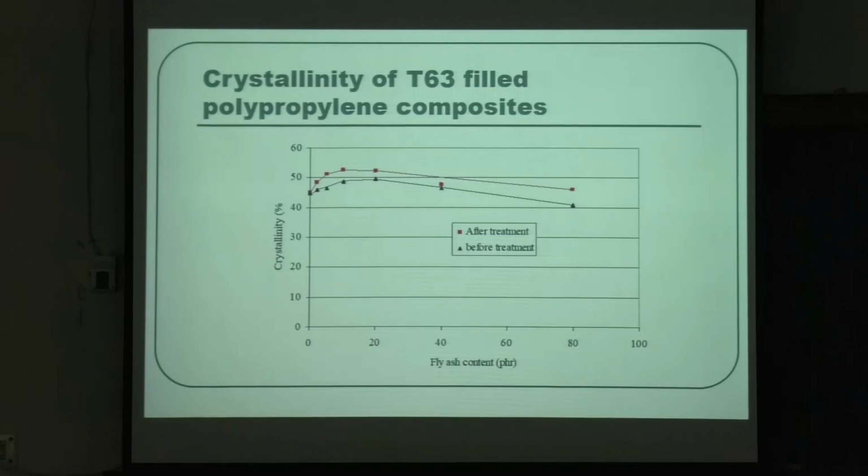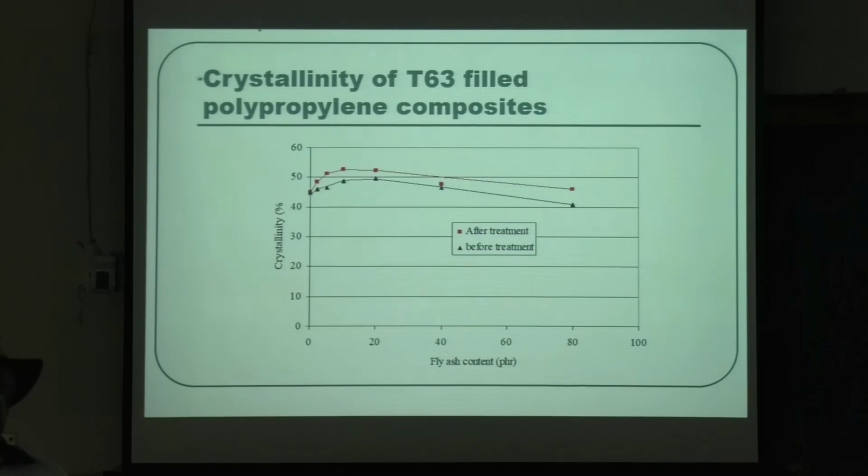And the crystallinity of T63 filled polypropylene composites after treatment is higher than that before treatment. Even if it goes up from like 48 to 53, 54, at least it is somewhat higher. And even if you go up to 50 weight% fly ash, or this is 40 weight% fly ash, it is still higher by 5 to 7%. So crystallinity is a bit better. If you get 5% or 10% better, that is better. That is what makes the material a bit stronger after treatment.